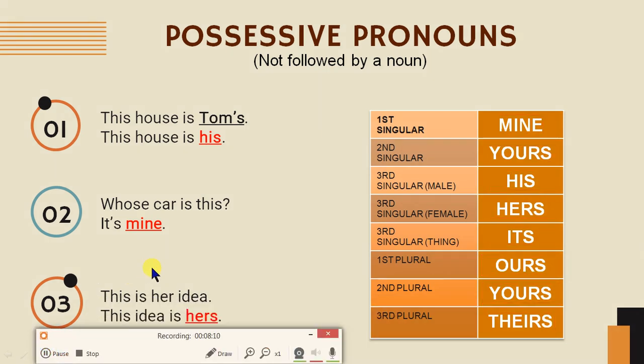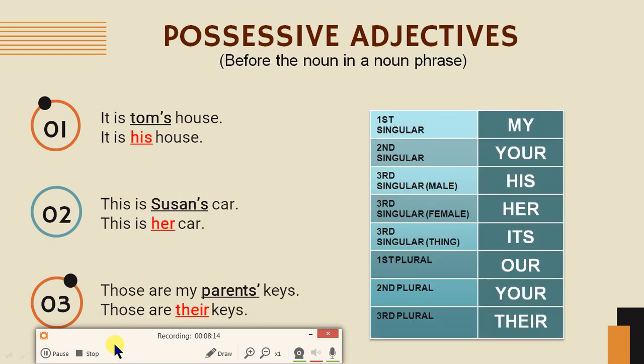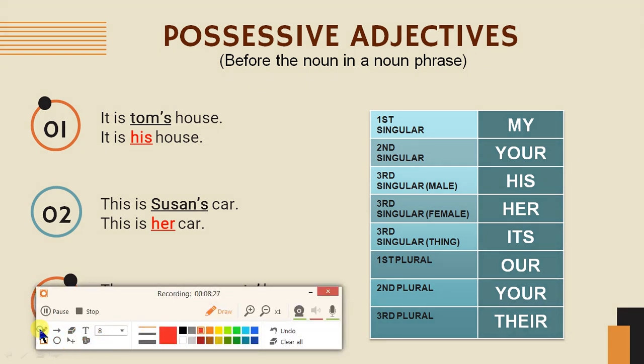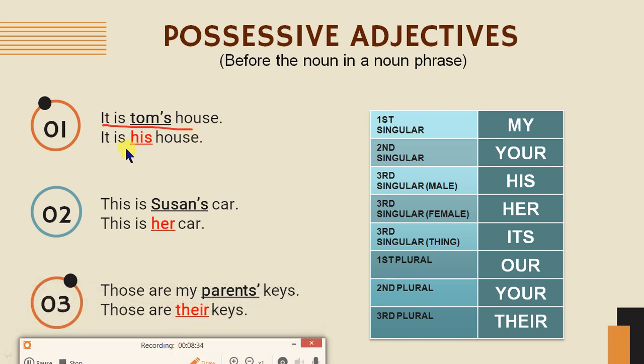Dear one students, now we will move to the next slide. Just see, possessive adjective. It means we are talking about the possessive plus quality. It means before the noun in a noun phrase. We will see the example. It is Tom's house. So Tom we are replacing by his. It means it is his house. I hope you understand. In behalf of Tom's we are using his.